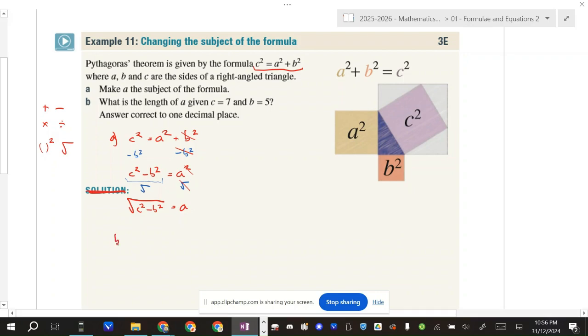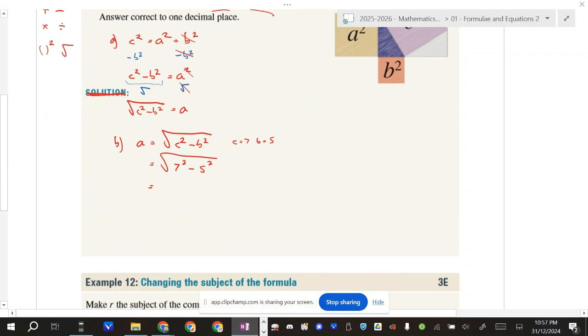So part B, we're going to do now. Part B, the formula we now have is A equals square root of c squared minus b squared. And then we're going to write down what we know. Well, they've given us that c equals 7 and b equals 5. So we're going to substitute that in. We've got the square root still, and we've got 7 squared, and then minus 5 squared.